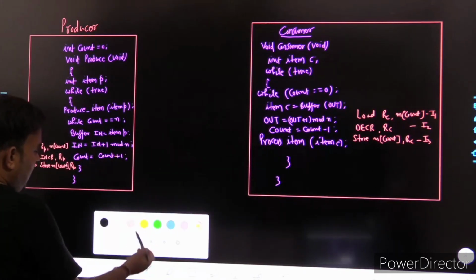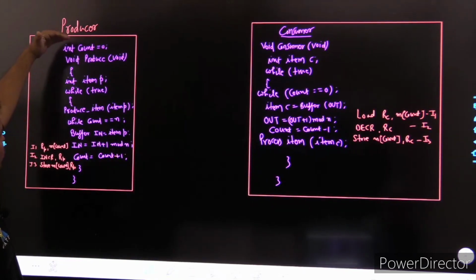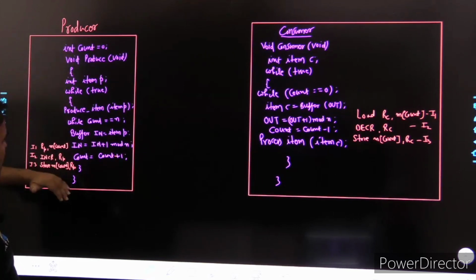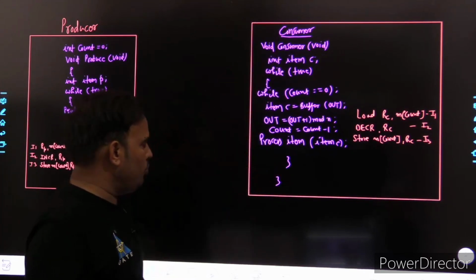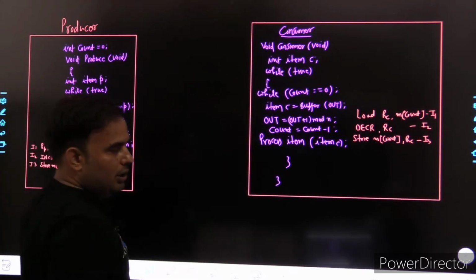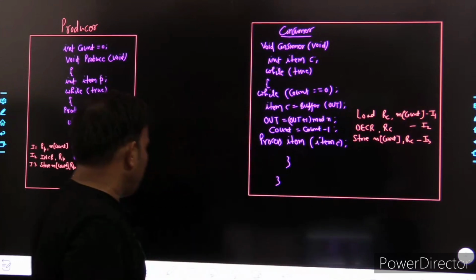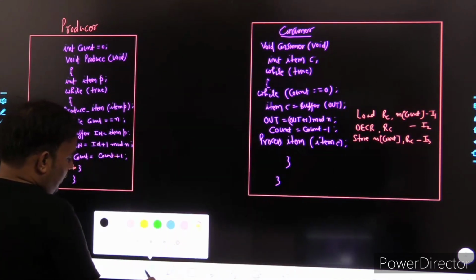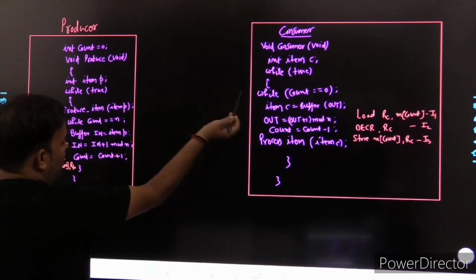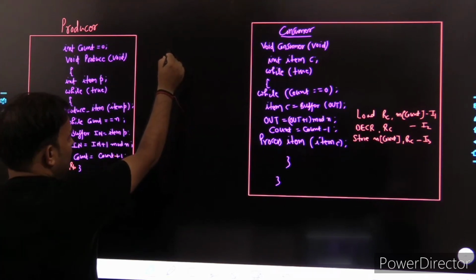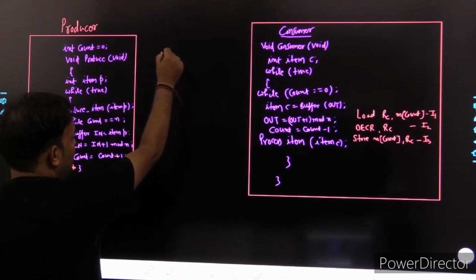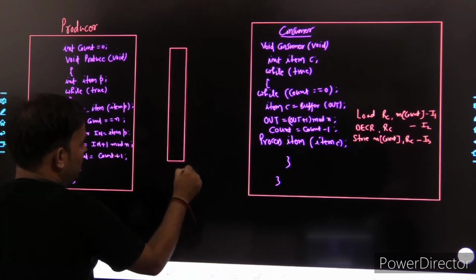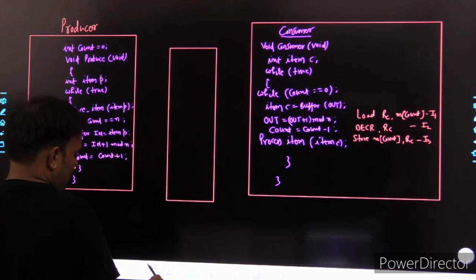Here this is the code for the producer. This way the producer can produce the item into the buffer. And this is the code for the consumer process. From this code, the consumer can consume the item from the buffer. As I told you, my dear friends, they both will share a buffer, because the buffer is a shared resource.